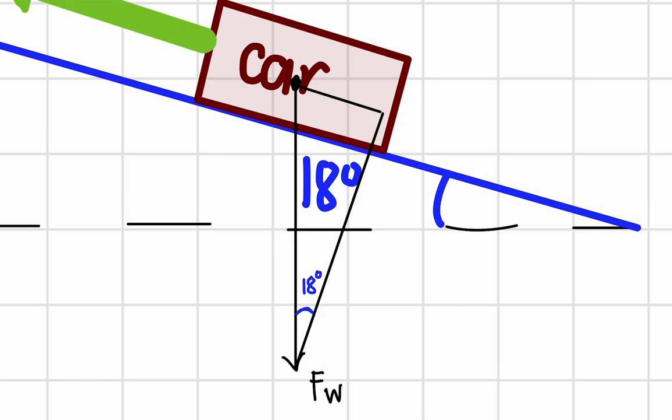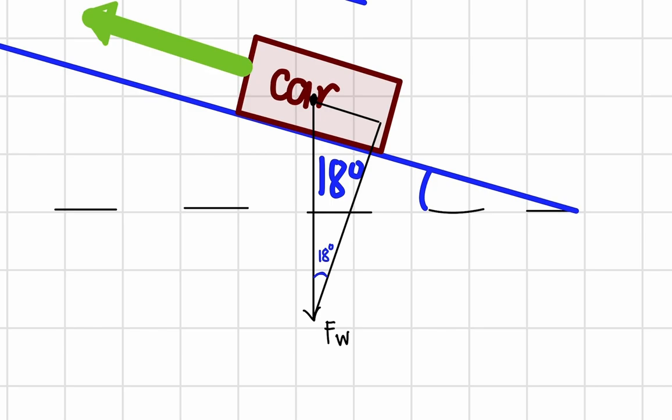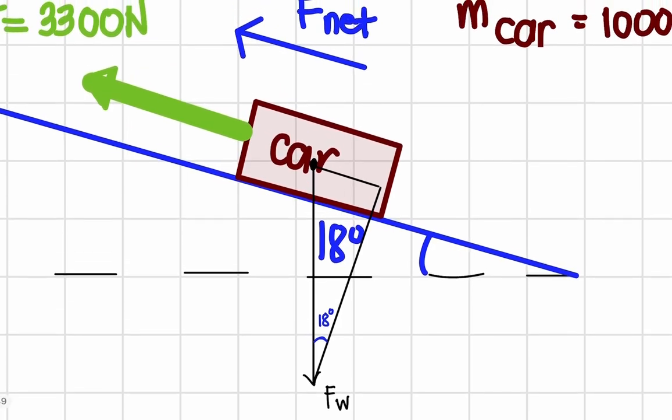Okay. Now let's label this vector. What is this vector? Our focus is this vector because this is the vector that is parallel to the incline, parallel to the rope tension, parallel to the net force.